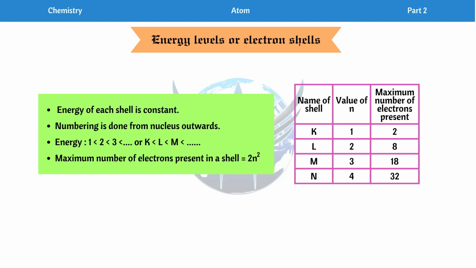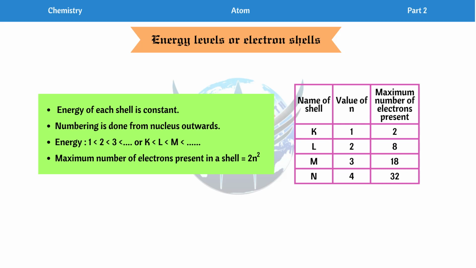As we go outwards from the nucleus, the numbering will continue that way. For example, the ring or the orbit closest to the nucleus is numbered as 1 and its name is K. The next orbit is numbered 2 and its name will be L, the next will be 3 and the name will be M, and the numbering and naming will go on like that.